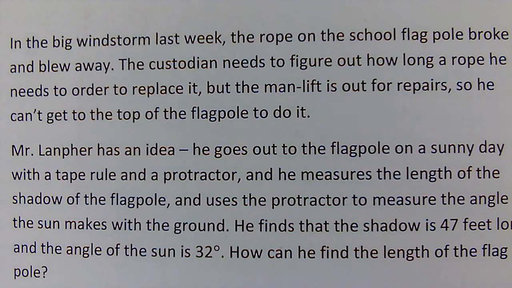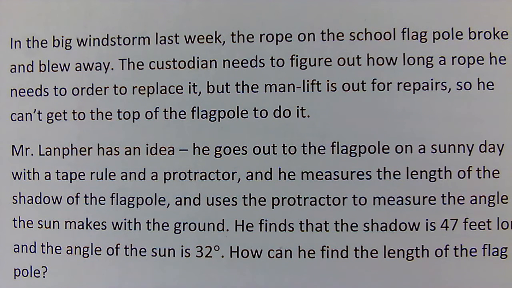He goes out to the flagpole on a sunny day with a tape rule and a protractor, and he measures the length of the shadow of the flagpole and uses the protractor to measure the angle the sun makes with the ground. He finds that the shadow is 47 feet long and the angle of the sun is 32 degrees. How can he find the length of the flagpole?